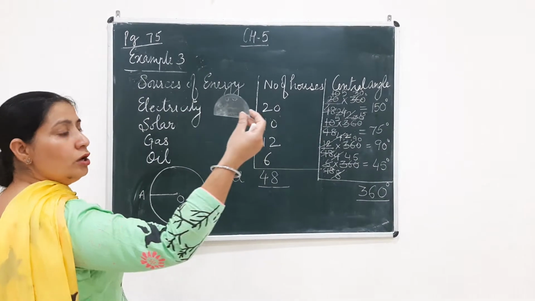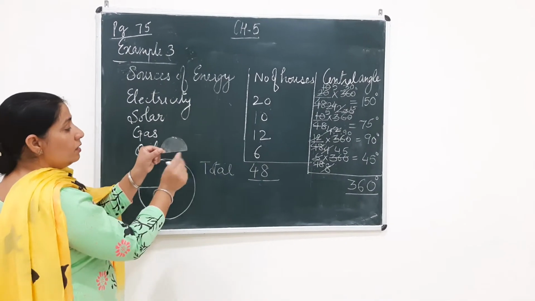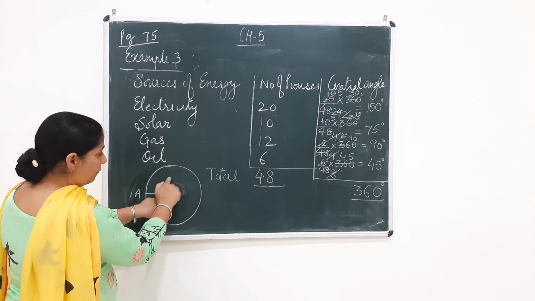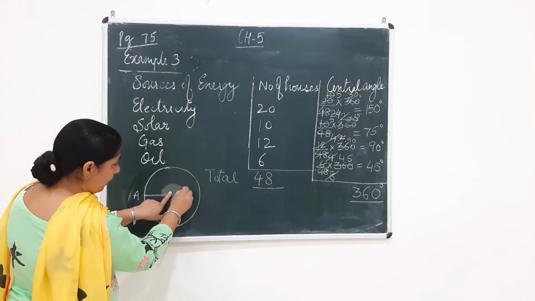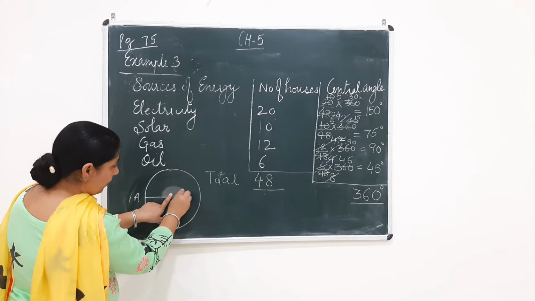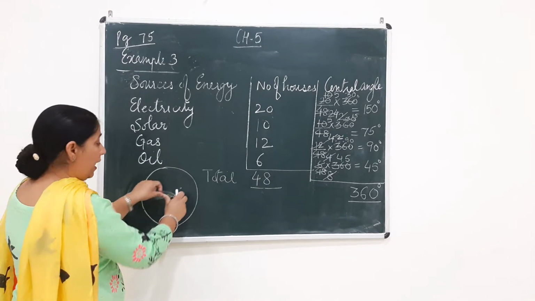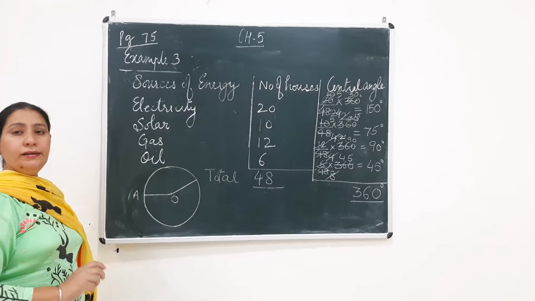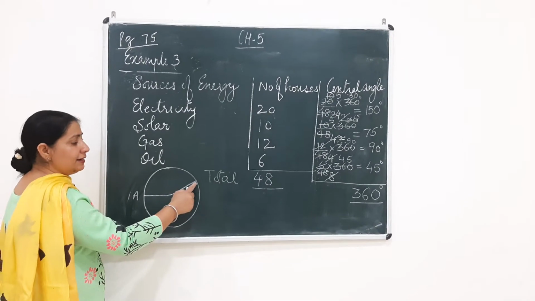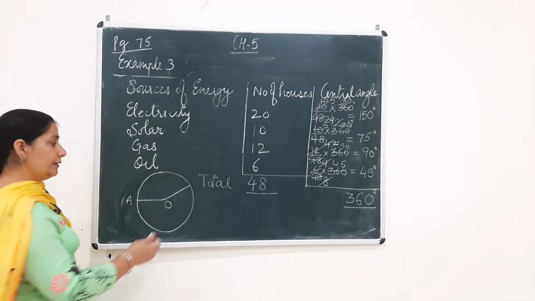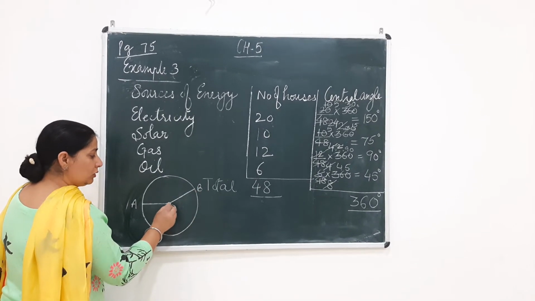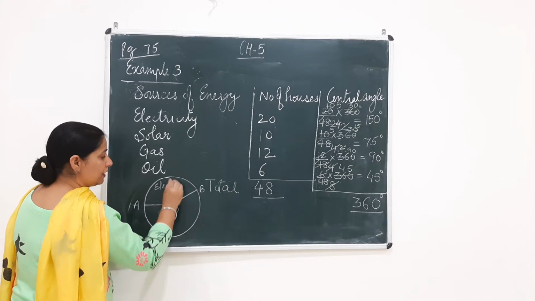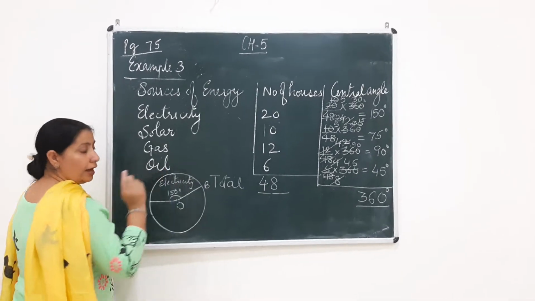You will take your protractor. The center of the protractor should overlap with your center O, and then you will see where your 150 is and mark the angle of 150. You will put a dot here, and then with the help of a scale, you will join that dot with the center and extend that line to meet your circle. This point will be named B. The first angle you have made is equal to 150 degree, and this represents your electricity. I hope I have made it clear to you.